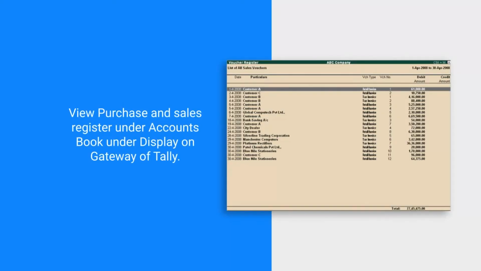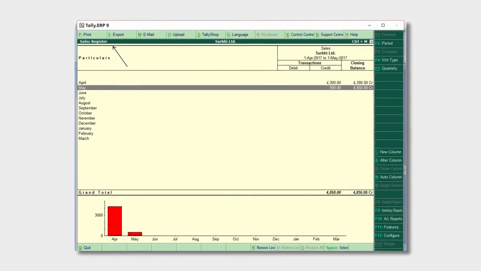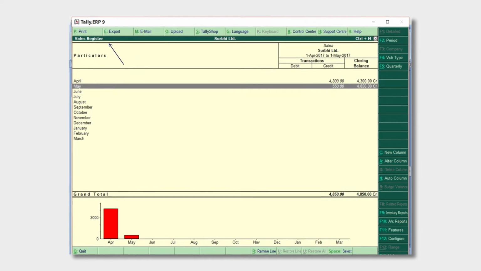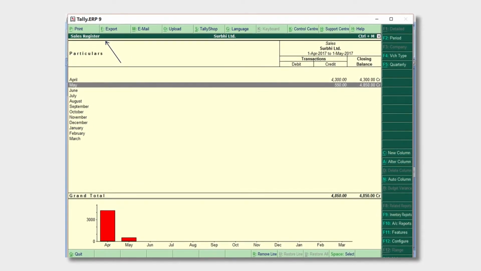Now you can see purchase and sales register under account book under display under the gateway of Tally. On the screen you can see the sales register. In the month of April we have registered a credit of 4300 and then again in May there is a credit. You can see in the bottom there is a graphical representation of April and May month of sales registered. If you click on the particular month, a detail will be given.